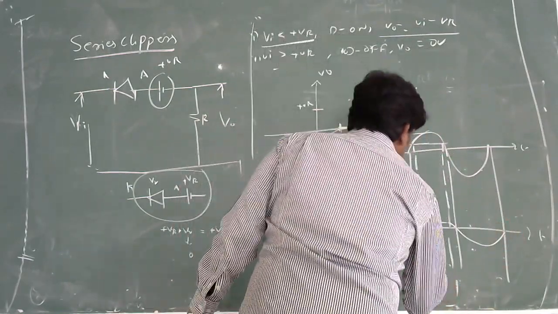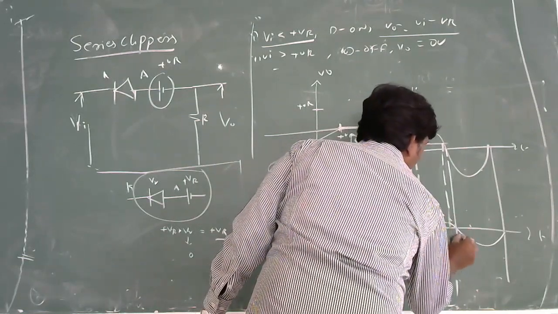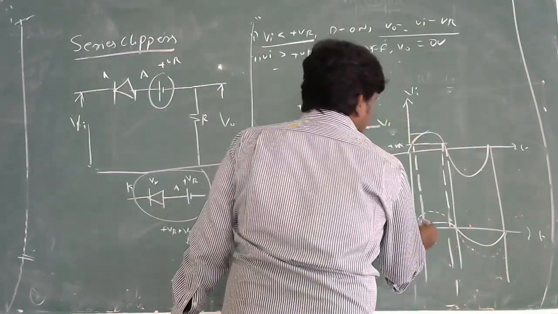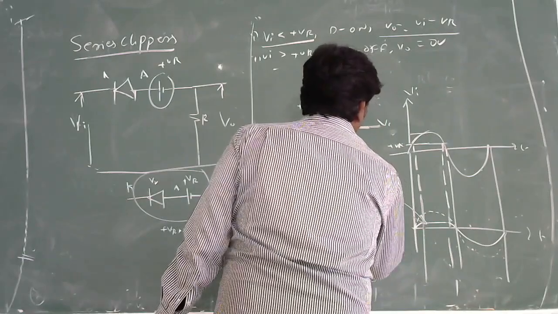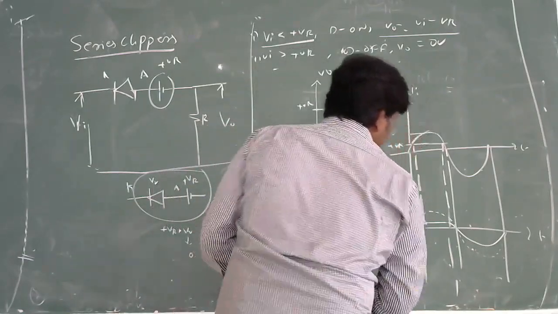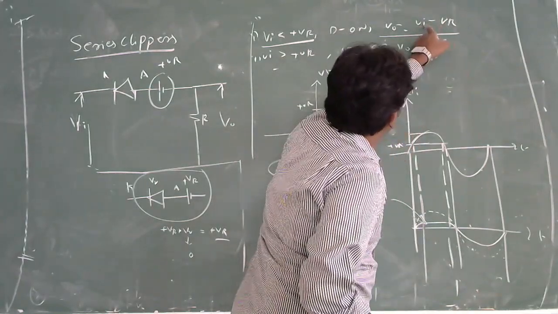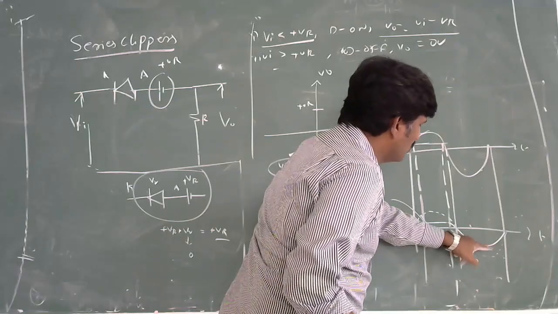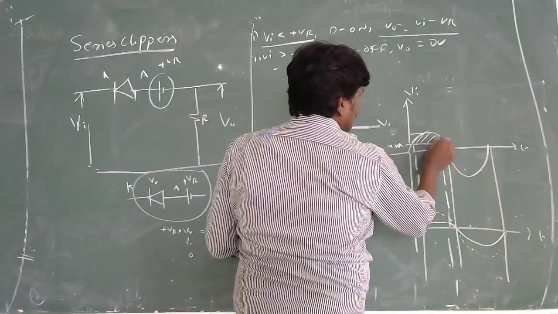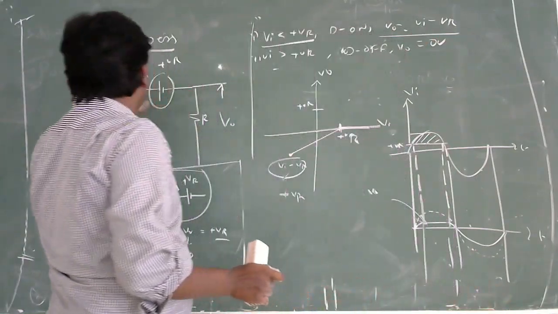The difference is the actual input is like this, but this solid line represents the output. It is not a replica of the input; it has the relation of the voltage in terms of Vi minus VR. Here also you can observe it is Vi minus VR. It's not a replica of the input like this. The clipping portion is this one. The remaining portion is also reduced because of this VR which is connected in series with the diode.